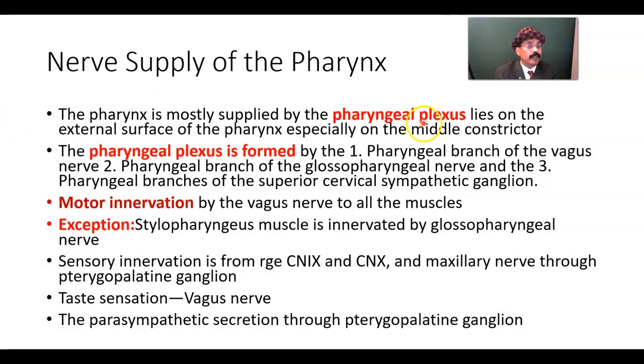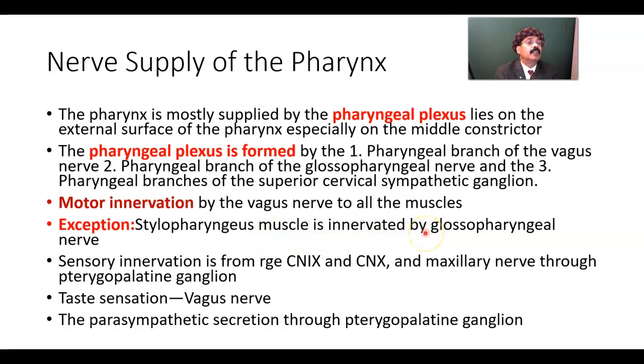Nerve supply is mostly by the pharyngeal plexus, formed by the vagus nerve, glossopharyngeal nerve, and the cranial root of the accessory nerve. Plus, in this plexus, we also get contribution from the superior cervical sympathetic ganglion. This innervation is mostly vasoconstrictor. Motor innervation: almost all the muscles of the pharynx are innervated by the vagus nerve. Exception, we must not forget, the stylopharyngeus muscle is innervated by the glossopharyngeal nerve.